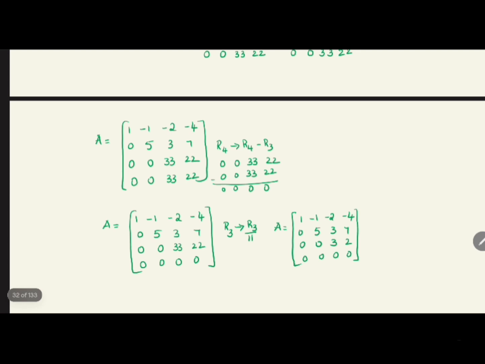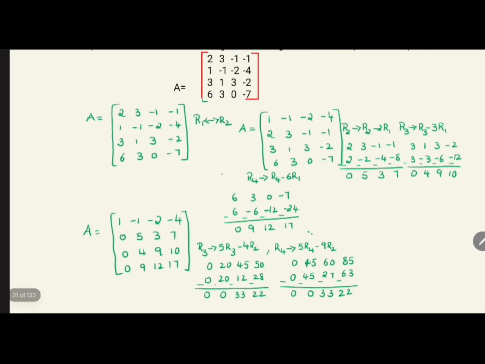All the elements below the principal diagonal are made 0. So what is the rank of the matrix here? The rank of a matrix is nothing but the number of non-zero rows, that is 3. See here, R1, R2 and R3 are the non-zero rows. So the rank of the matrix is 3 here. Is that clear, students?